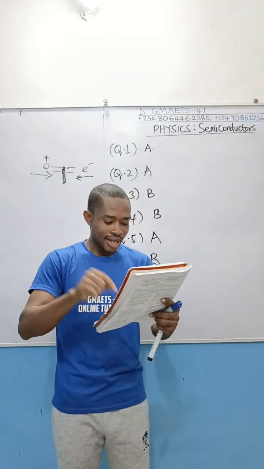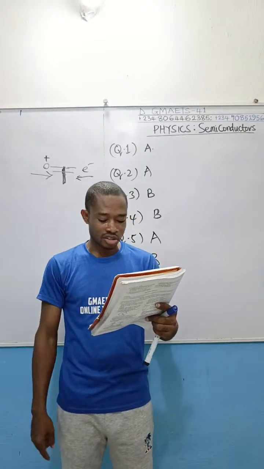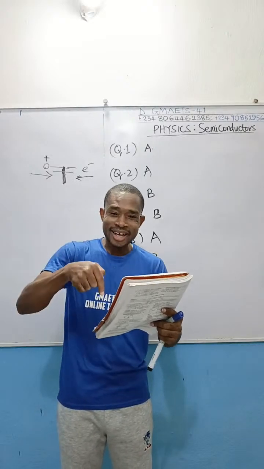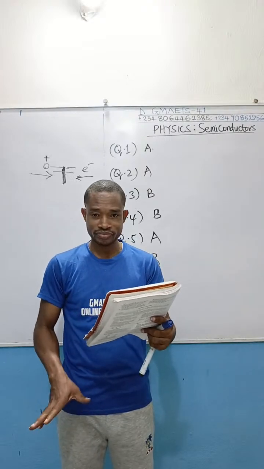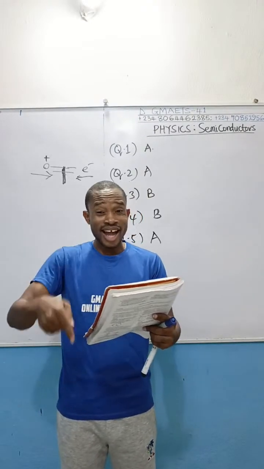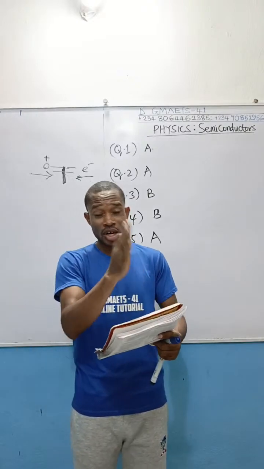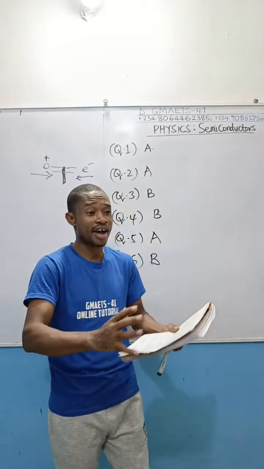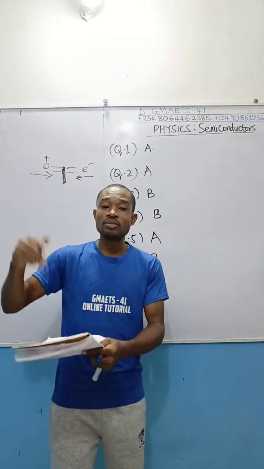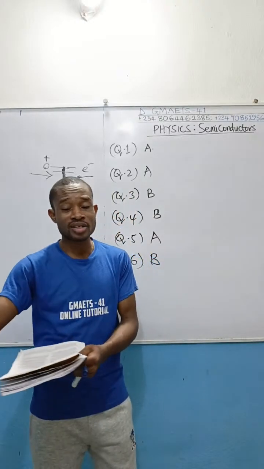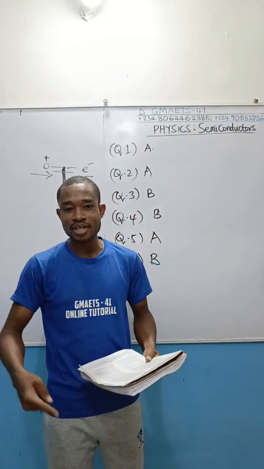A, N-type semiconductors. B, P-type semiconductors. No. C, N and P-type semiconductors respectively. No, that's not the answer. Remember, the question was presented in such a way that you have silicon doped with aluminium, that one gives you P, and then germanium doped with arsenic, that one gives you what? N. Therefore, we are expecting P and N-type semiconductors respectively.